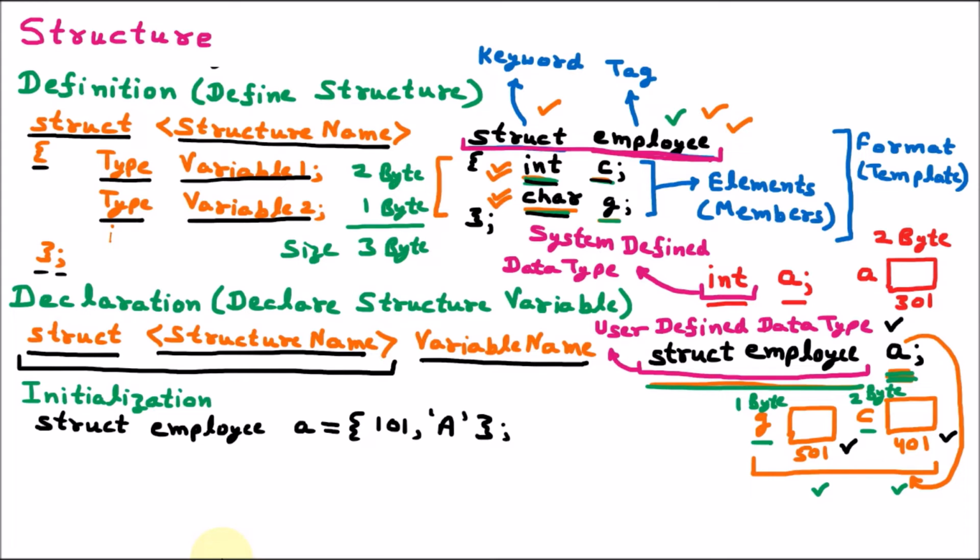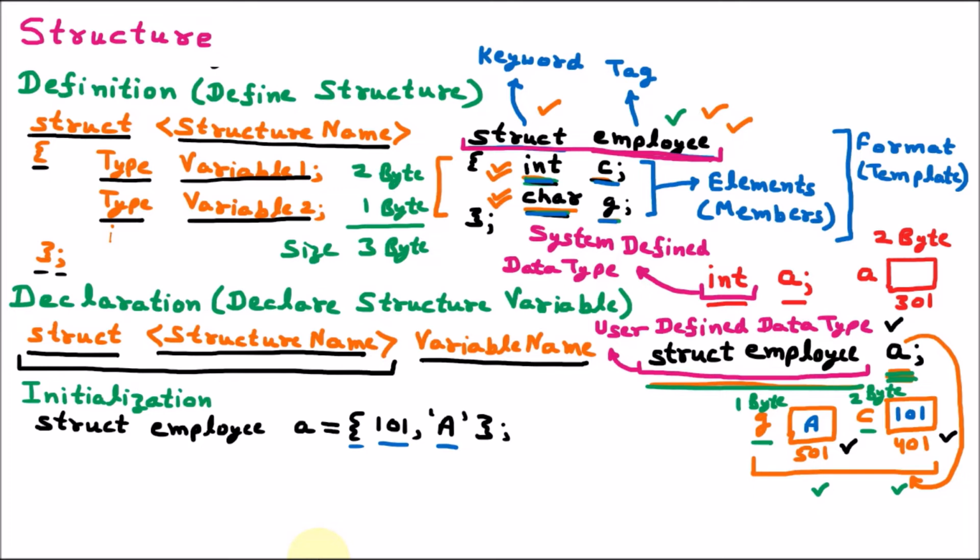So there are 2 blocks where we have the values. Now we have the curly bracket start, meaning initialize. So 101 is going to the c, because here we have taken int c. Then afterward A, we know that the next thing is the character, which is g. So A is the character, which is the part of g now. This is how we have initialized the values to the elements of the structure.